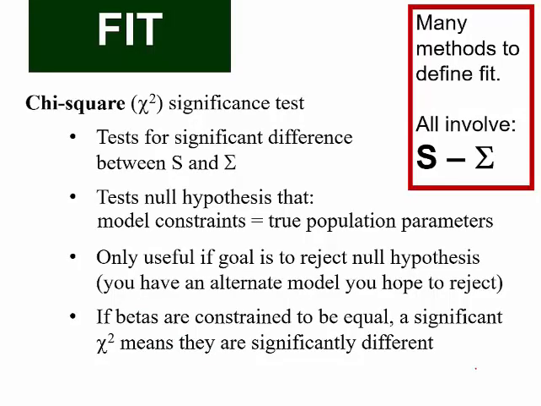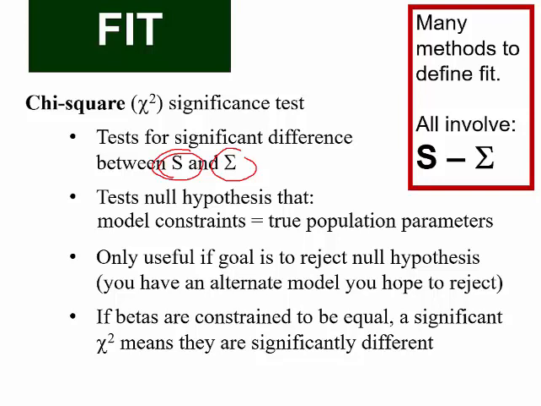So now let's look at some different ways that we can assess fit. One way we can assess fit, which is probably the approach that's been around for the longest time, is to do something called a chi-square significance test. Now what we're going to do is test for a significant difference between S, our sample actual observed variance-covariance matrix, and sigma, our reconstructed variance-covariance matrix based on our model.